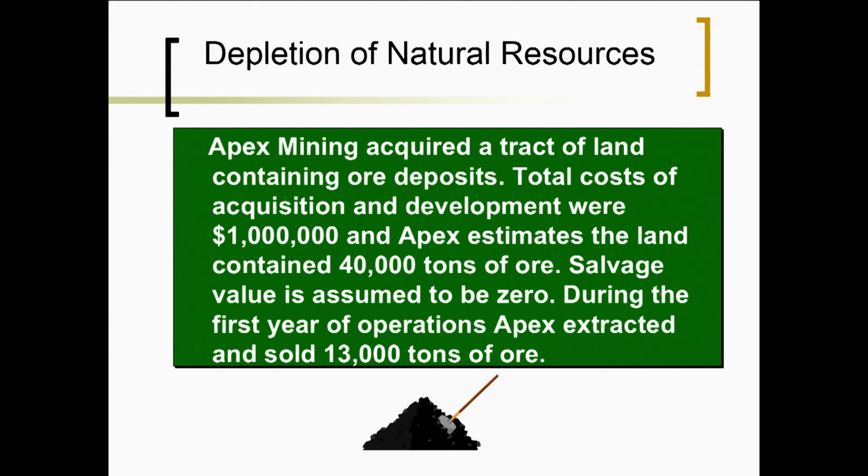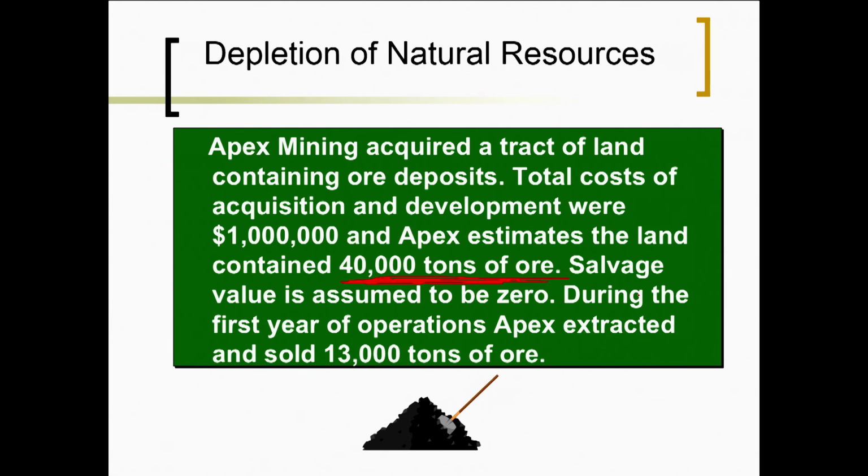Okay, Apex Mining, that's us. We acquired a tract of land that contains ore deposits. Now, total costs of acquisition and development were $1 million. And we estimate the land contains 40,000 tons of ore. Okay, we think that's the total amount of tonnage of ore. Now, salvage value is assumed to be 0.